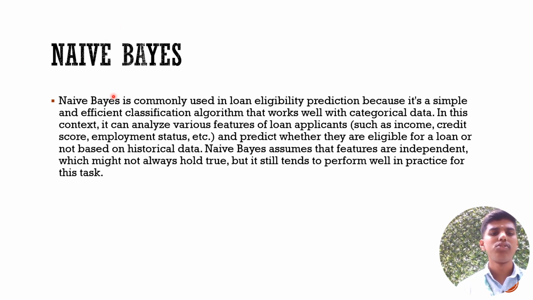Naive Bayes. So naive Bayes is commonly used in loan eligibility prediction because it's a simple and efficient classification algorithm that works well with categorical data. In this context, it can analyze various features of loan applications such as income, credit score, employment status, etc., and predict whether they are eligible for a loan or not based on historical data. Naive Bayes assumes that features are independent, which might not always hold true, but it still tends to perform well in practice for this task.